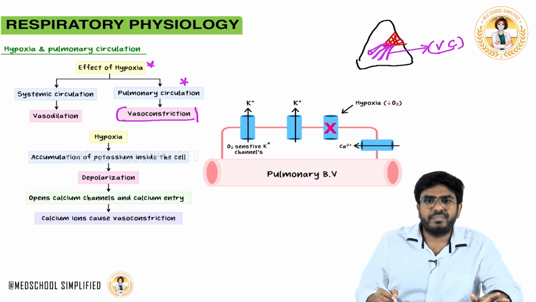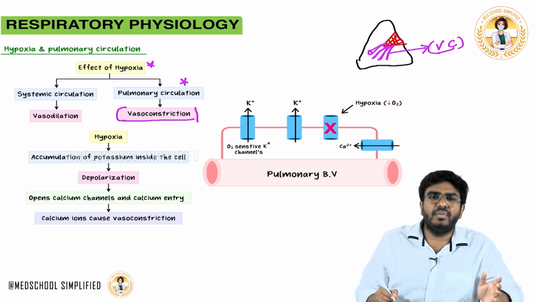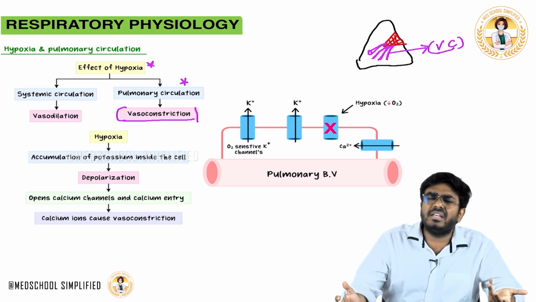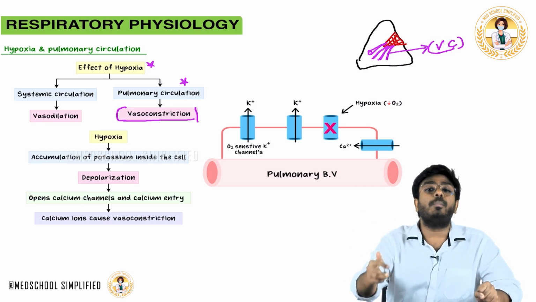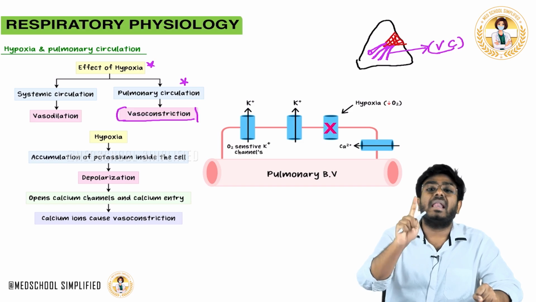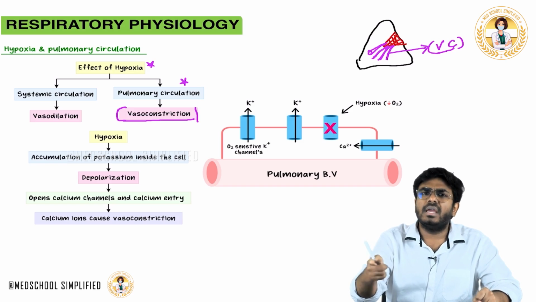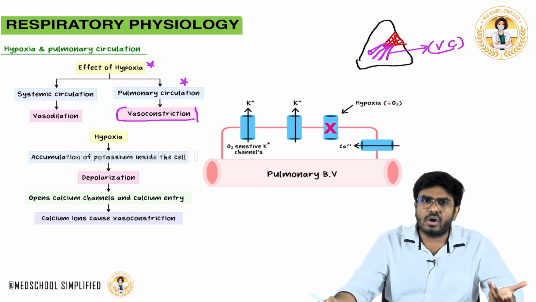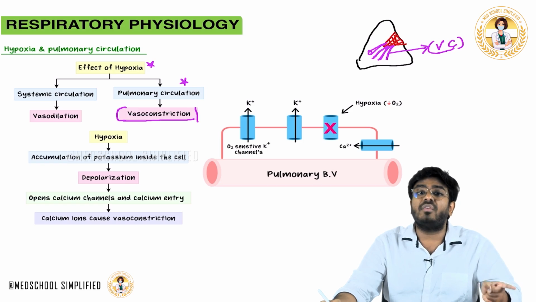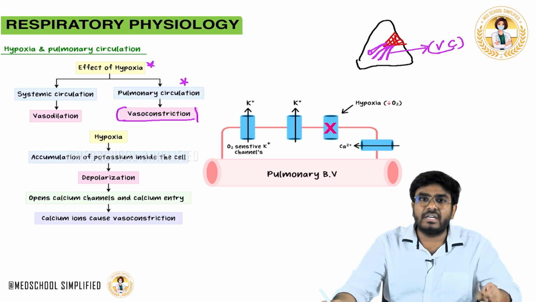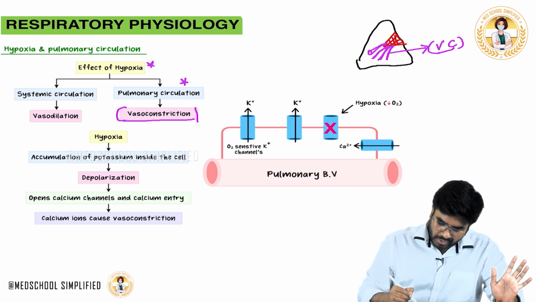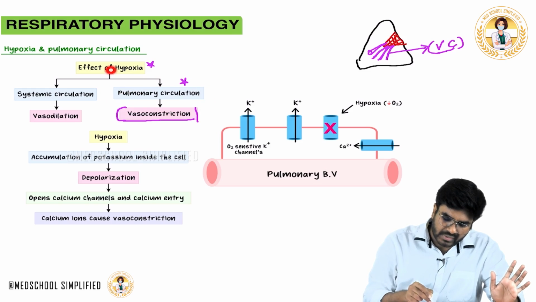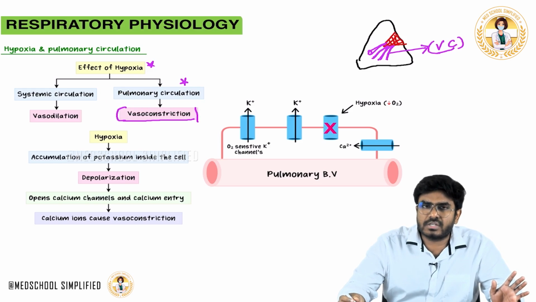This is absolutely normal, and it is beneficial also. Why? Because in that particular area there is no oxygen. If the blood vessels are constricted, the blood which was supposed to go to the area of hypoxia will be diverted to the healthy region, where there is oxygen. So it will be oxygenated there. The important point I want you to remember is that in pulmonary circulation, hypoxia causes vasoconstriction.